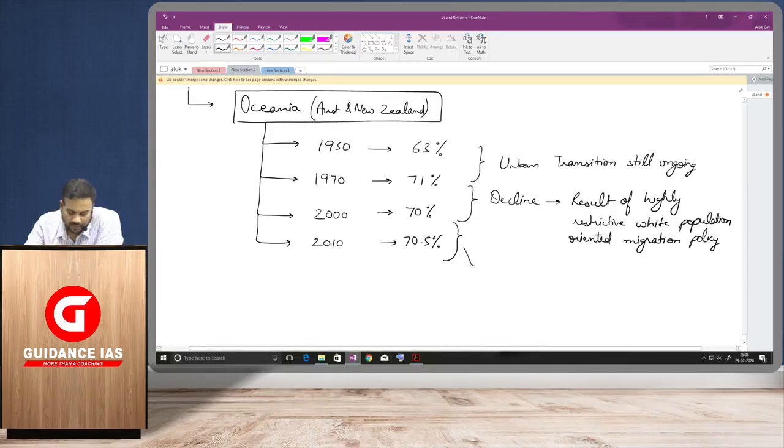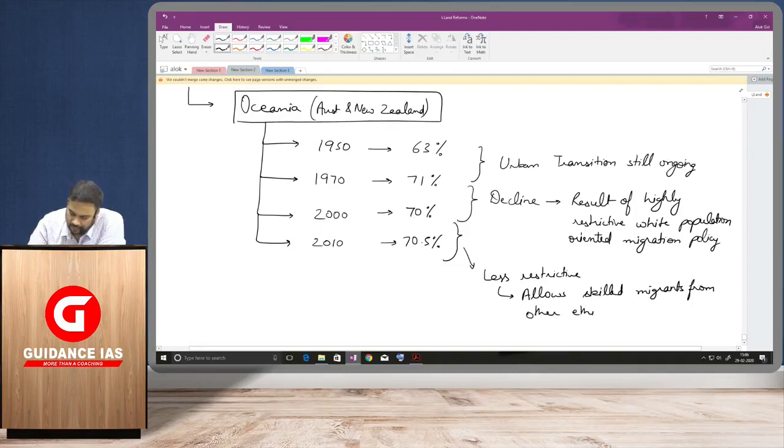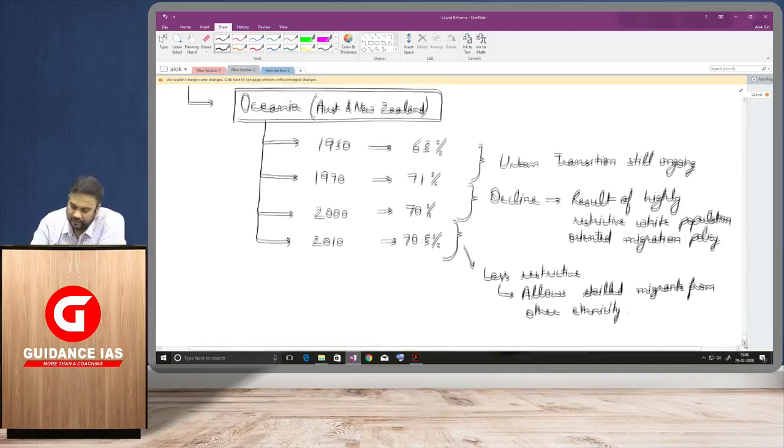Okay? So today what has happened? It is less restrictive, as it allows skilled migrants from other ethnicities. Okay? So this is the nature or pattern of the urbanization which has occurred in Oceania.